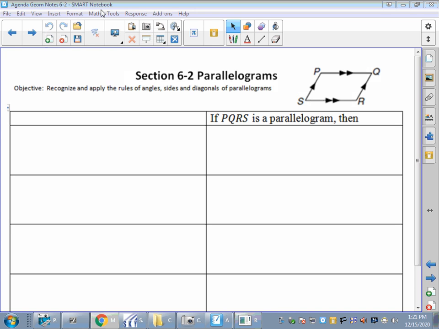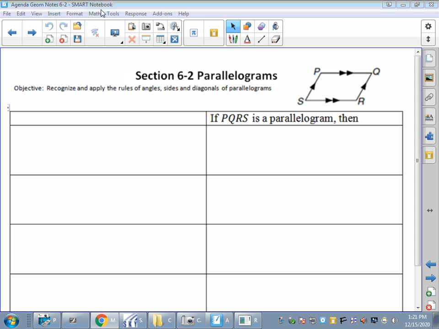Hello, geometry students. Here we are back for more chapter 6. The fun just never ends, guys. So section 6.1 was really all about polygons in general: some of the interiors, some of the exteriors, regulars. Now the rest of chapter 6 is all about four-sided figures.